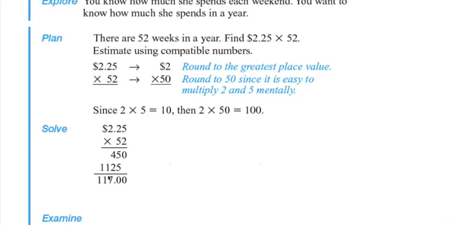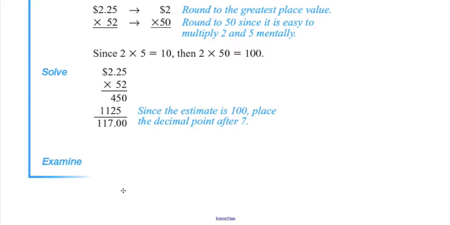Okay, let's solve this. 2.25 multiplied by 52 ends up with 11700. How do we know where to place the decimal point? Since the estimate is 100, place a decimal point after the 7. Checking your answer compared to the estimate, the answer is reasonable. So that is how we can multiply a whole number and a decimal by using an estimate to be able to place the decimal point. And let's look at example number 3.